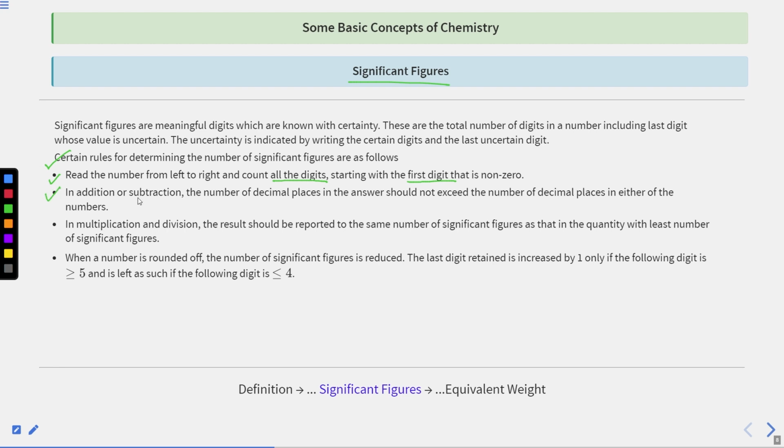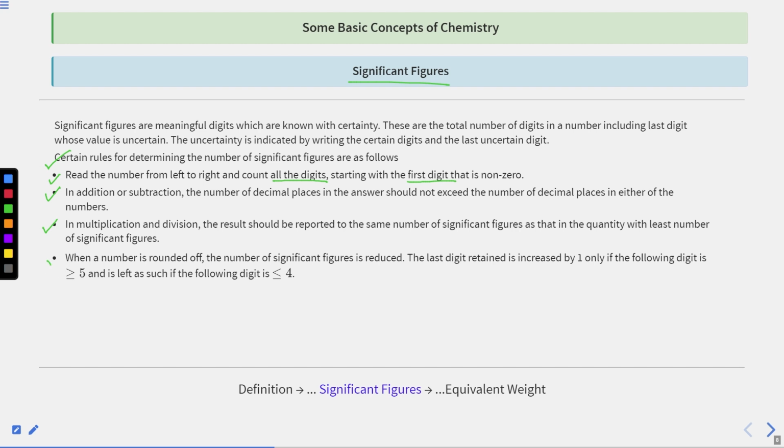In addition or subtraction, the number of decimal places in the answer should not exceed the number of decimal places in either of the numbers which we are adding or subtracting. While in multiplication and division, the result should be reported to the same number of significant figures as that in the quantity with the least number of significant figures which we are multiplying and dividing.